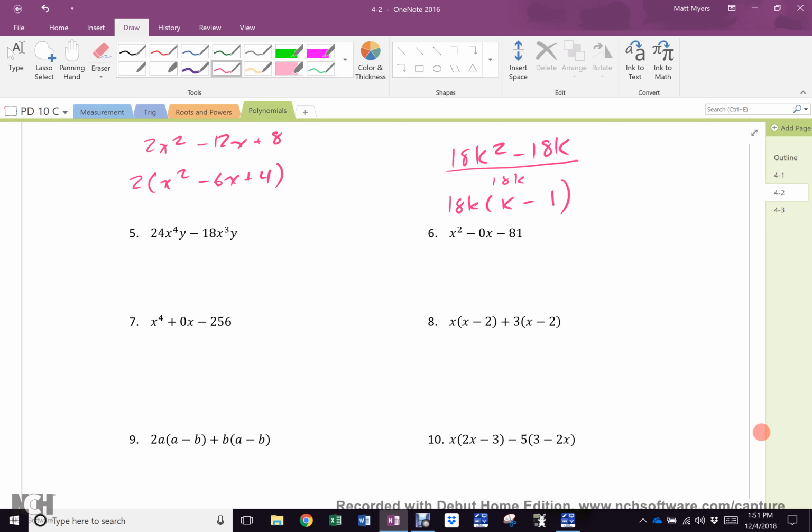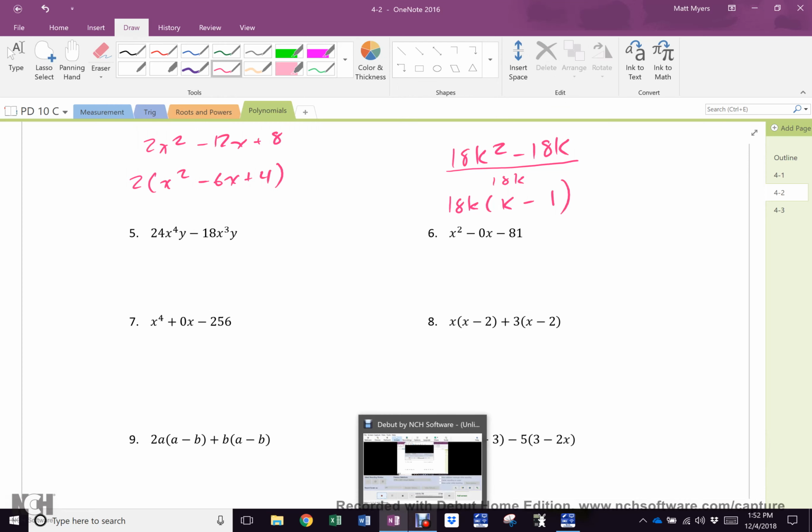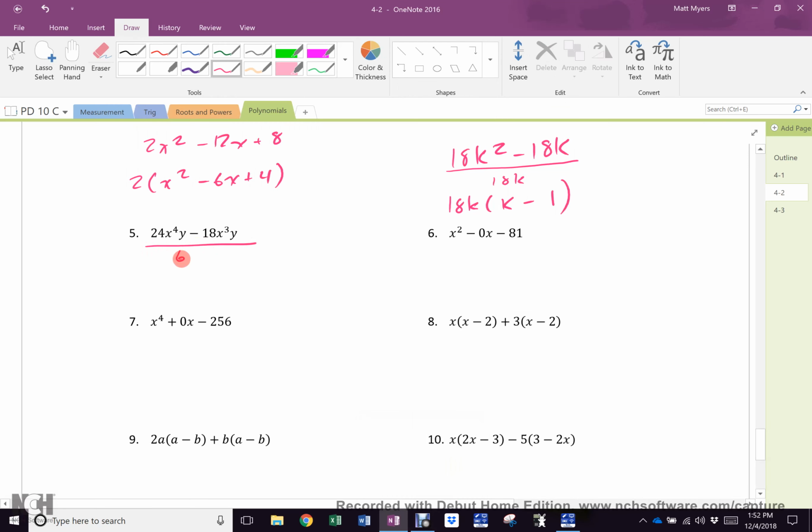Okay. Stop. 5. 6x cubed y. 6x cubed y. 4x minus 3. Yay! X plus 9. X minus 9? X plus 16. X squared minus 16.